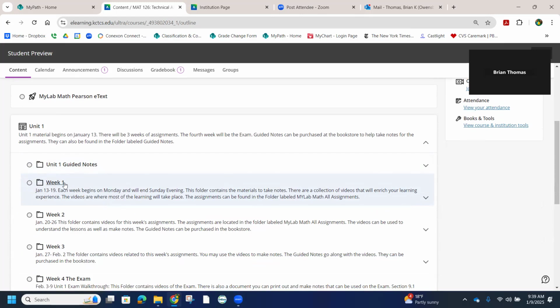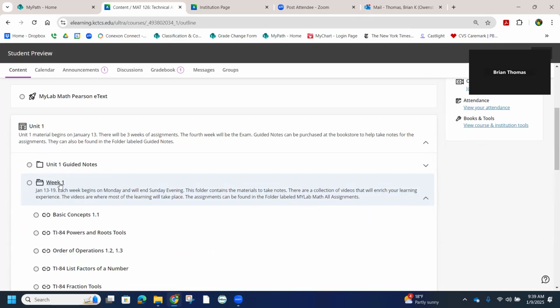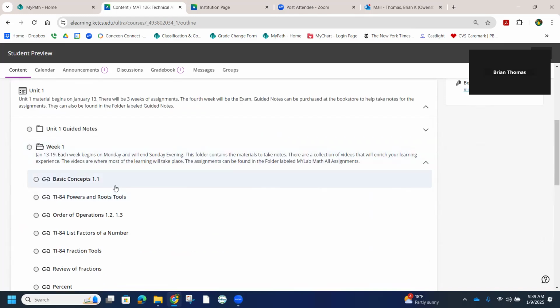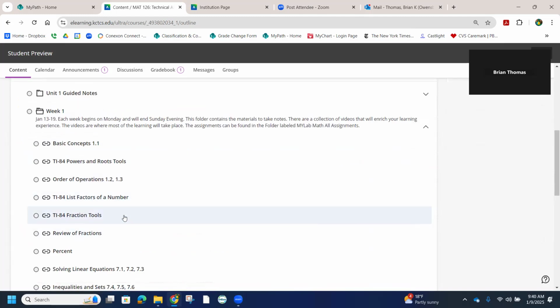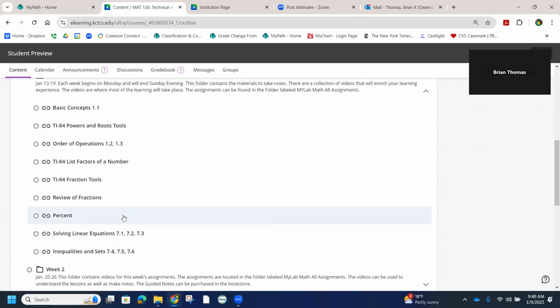So each week, material will open up. So notice that week 1 starts January 13th to the 19th. So you'll start to see materials open up there. Notice how I have videos going over the different sections that are required in the first week.